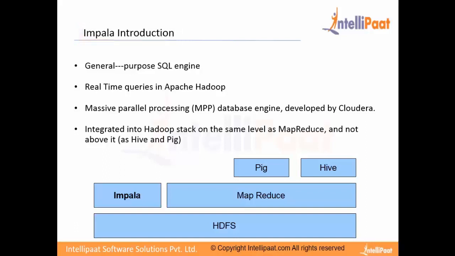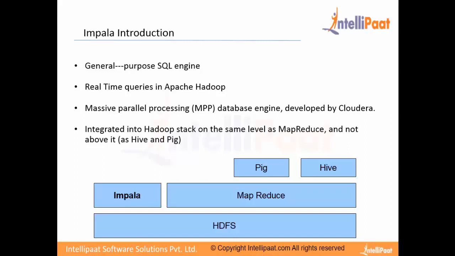Impala is a general purpose SQL engine developed by Cloudera. Cloudera felt the need to bridge the gap where people were using Hive to do querying on Apache Hadoop, or the data stored on HDFS and the Hadoop ecosystem, and they were having some latency due to the execution of MapReduce jobs. Impala is a real-time query engine. It utilizes the massively parallel processing database engine which is developed by Cloudera.